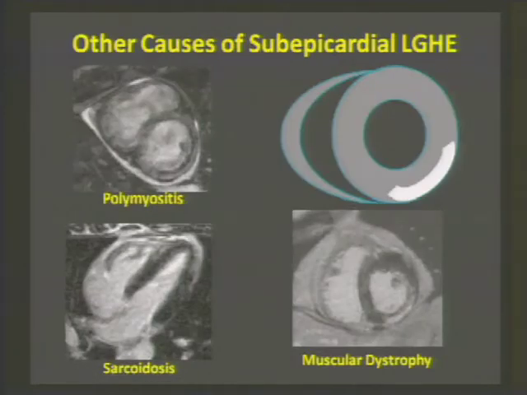Now, subepicardial late gadolinium enhancement is not only seen in viral myocarditis, it's seen in other causes too. For instance, polymyositis, you can see it here. Sarcoidosis may present as a subepicardial pattern, and muscular dystrophy, again, goes from outward in.